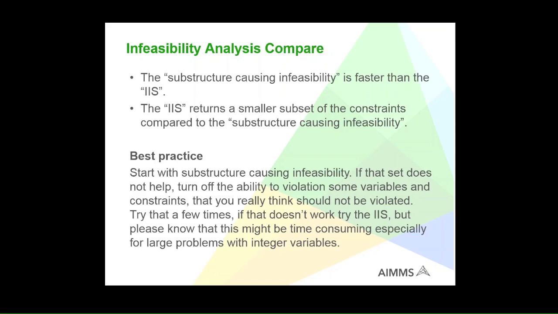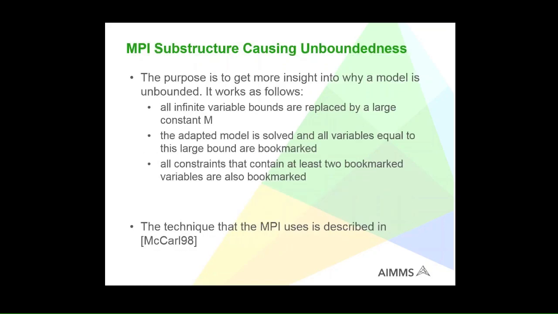The disadvantage of the IIS is that it just takes a long time. Of course, for the small problem that I'm demonstrating, it's not that hard, but for a large problem, it can take a significant amount of time. So that's two tools that you have to solve infeasibility. There's also one for unboundedness.